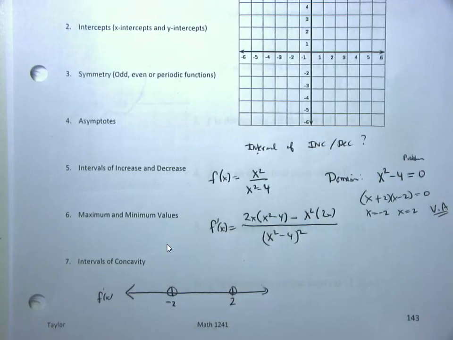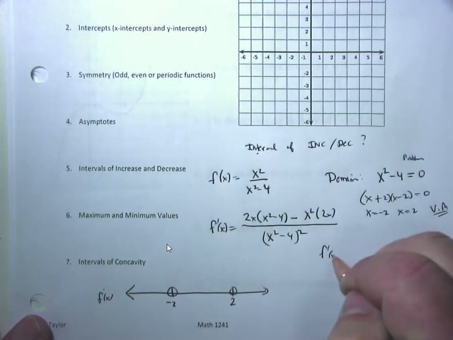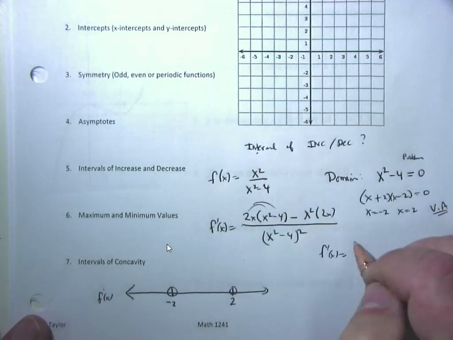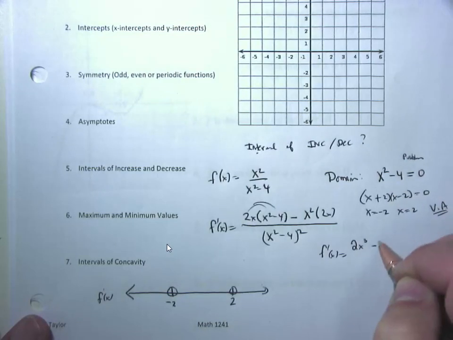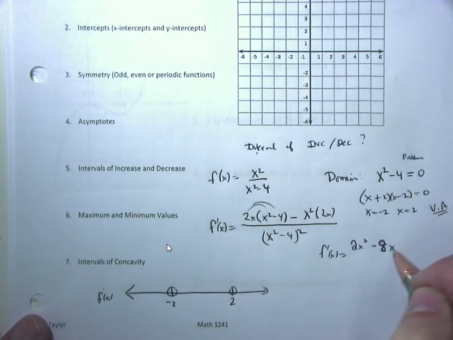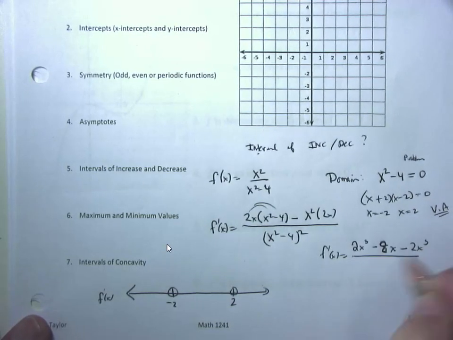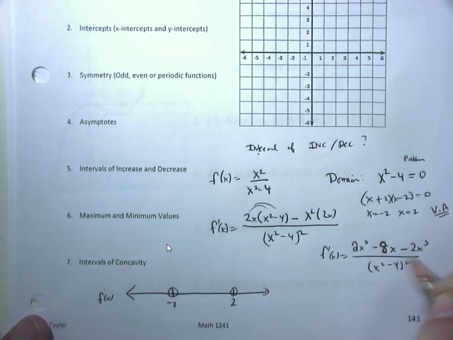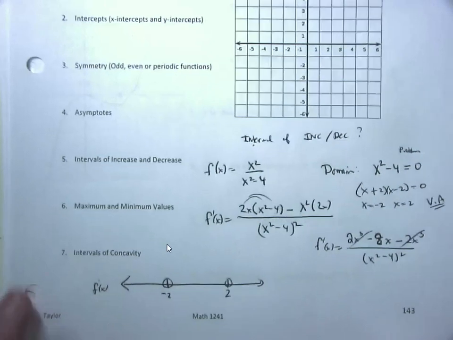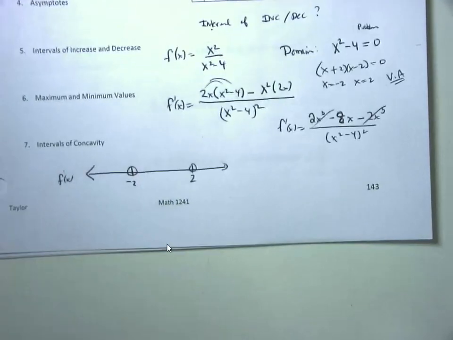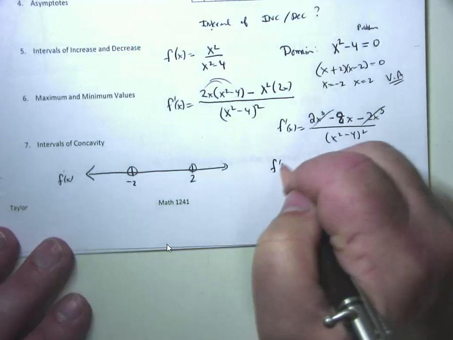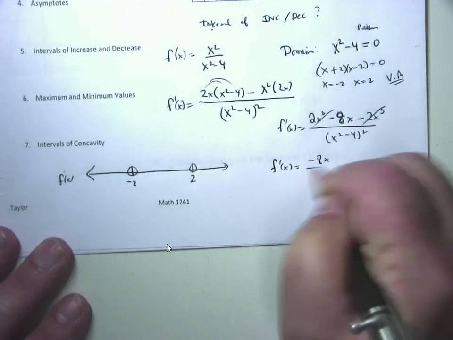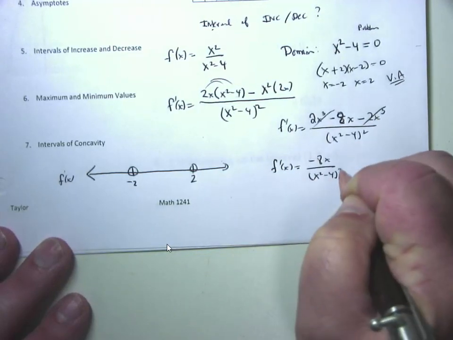Clean it up. So f prime of x would be equal to, distributing here, 2x cubed minus 8x minus 2x cubed, all over x squared minus 4 squared. Notice my 2x cubes cancel there. This gives me my derivative of negative 8x over x squared minus 4 squared.